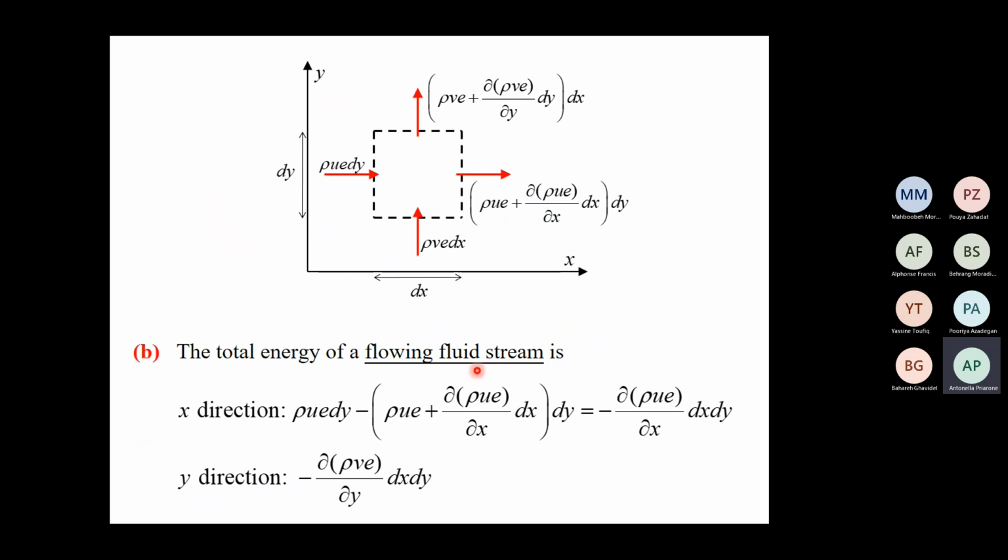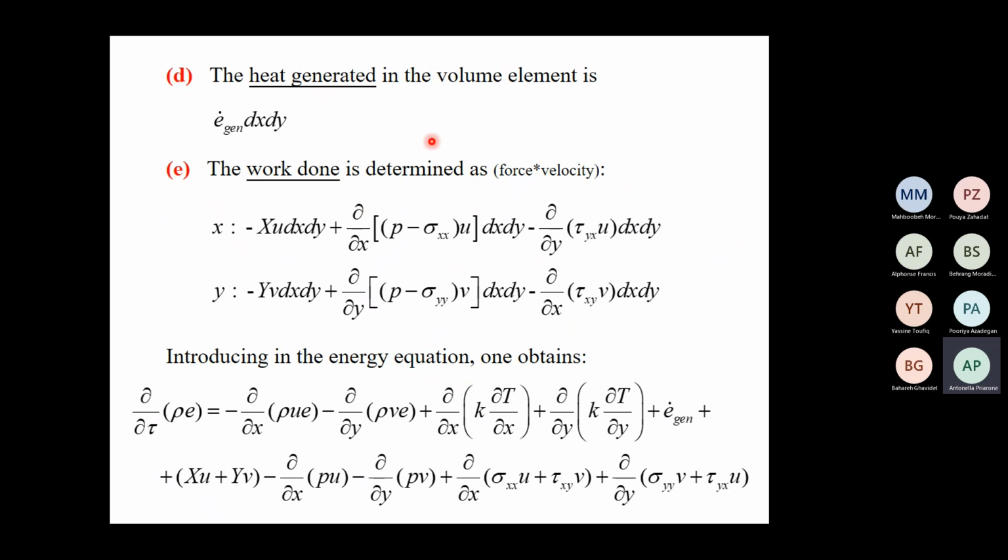If I imagine the general case, for example, an electrical cable inside which I have, not an electrical cable, a nuclear reaction, a fuel with a chemical reaction inside, something that generates heat inside it, I can imagine to have also a heat generation. E gen is, as usual, watt divided by cubic meter. I have to multiply by the volume, that is dx, dy by 1.